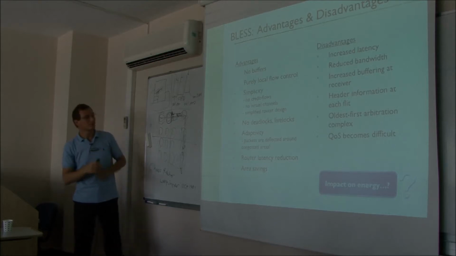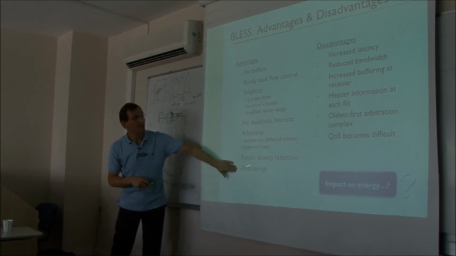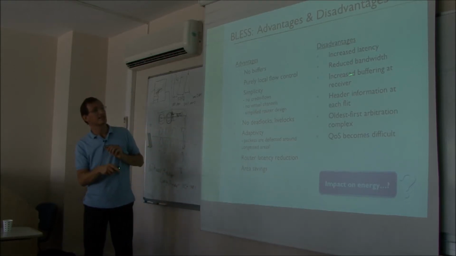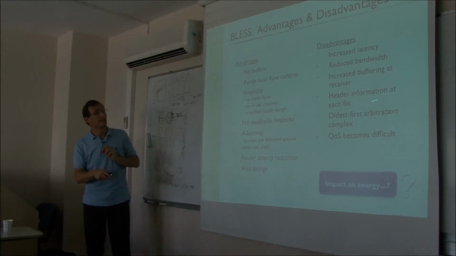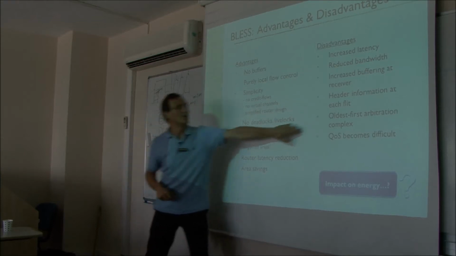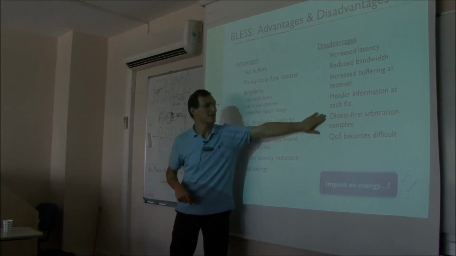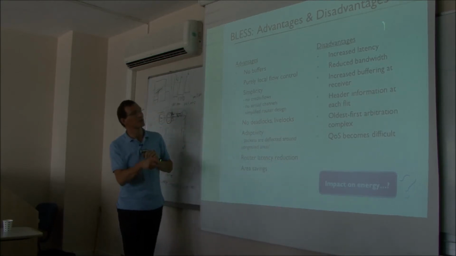You get router latency reduction also. I'll briefly describe that, but I won't dwell on that a lot. And you get area savings. Disadvantages: you get increased latency, reduced bandwidth, increased buffering at the receiver. We'll look at that again. You have header information at each flit. This is what you mentioned. Oldest first arbitration is more complex, and we're going to try to solve this. Quality of service becomes more difficult. So I'm going to solve some of these problems later.